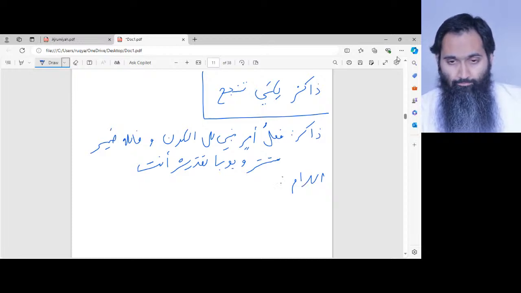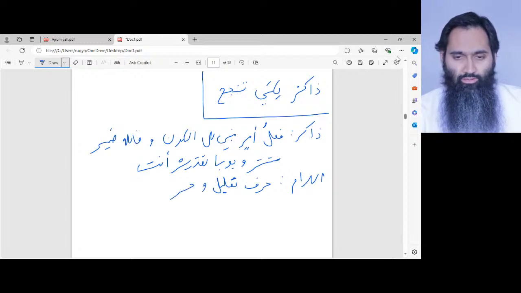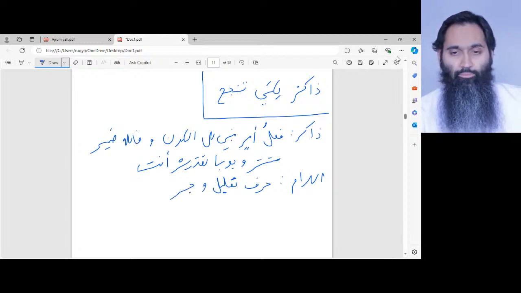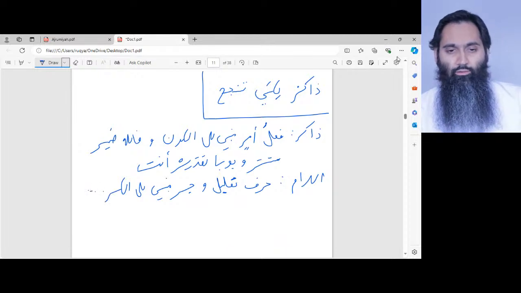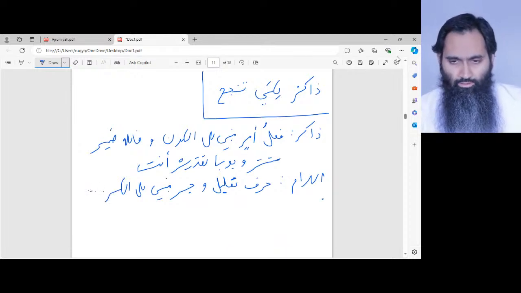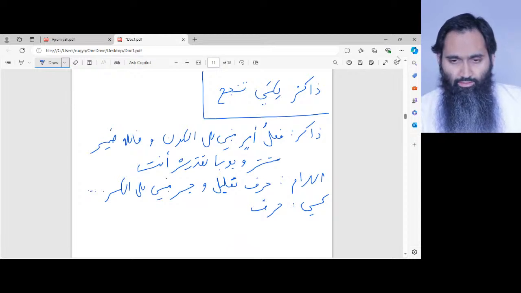اللام حرف جر مبني على الكسر لا محل له من الإعراب. حرف تعليل وجر. So the lam that comes before K is called حرف تعليل وجر. مبني على الكسر لا محل له من الإعراب. طيب. K has the same إعراب as أن.